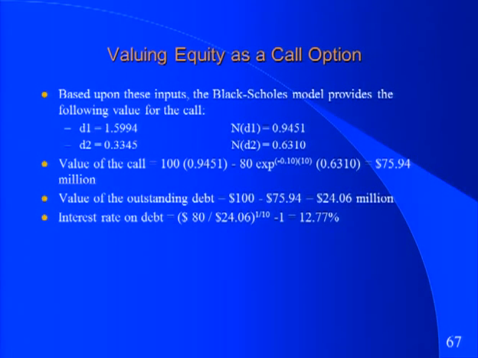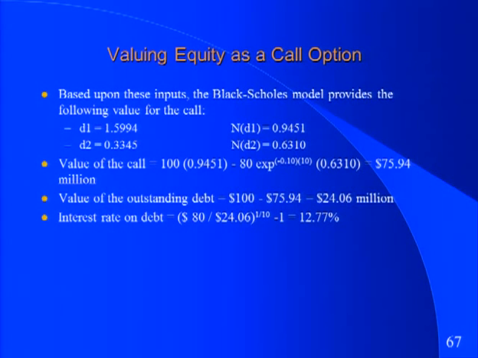So let me complete the story, though. If I plug the numbers in, the value that I get for the equity in this company is 75.94 million. That's the value of your equity. The value of the firm is 100 million, so the value of my debt is whatever's left over, which is 24.06 million. Remember, it's a zero coupon bond. So I know the face value is 80 million. I know the market value is 24.06. I can back out the interest rate from that loan and come up with 12.77%, which gives me a default spread of 2.77% above the risk-free rate.